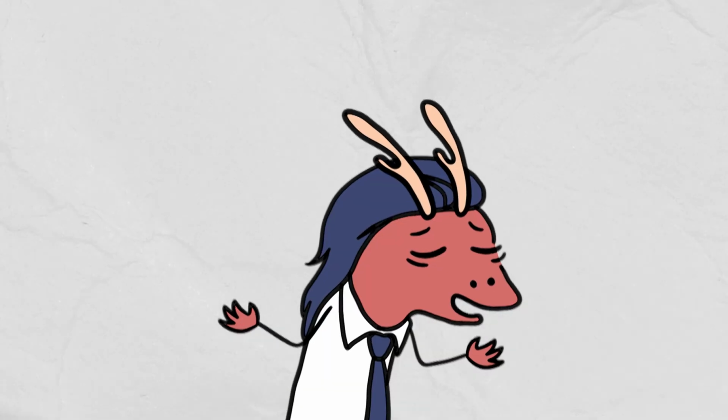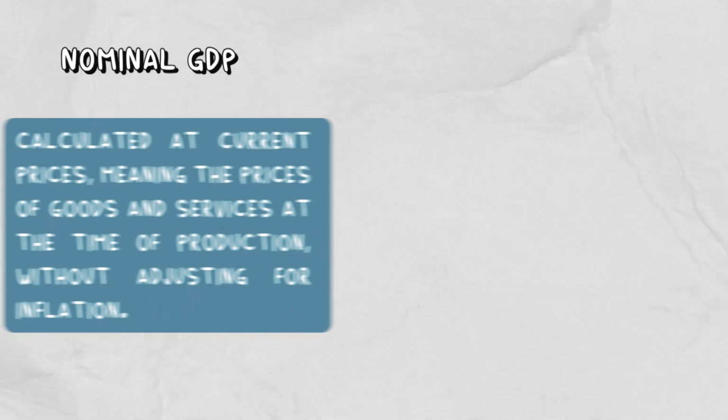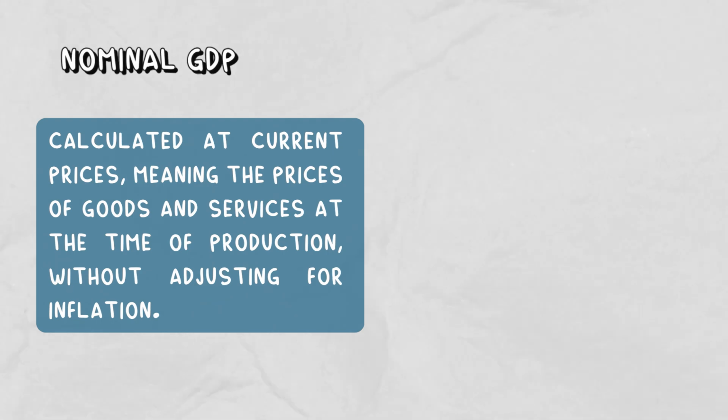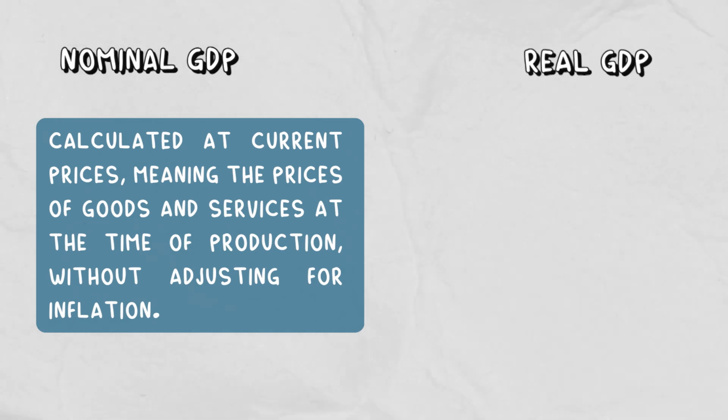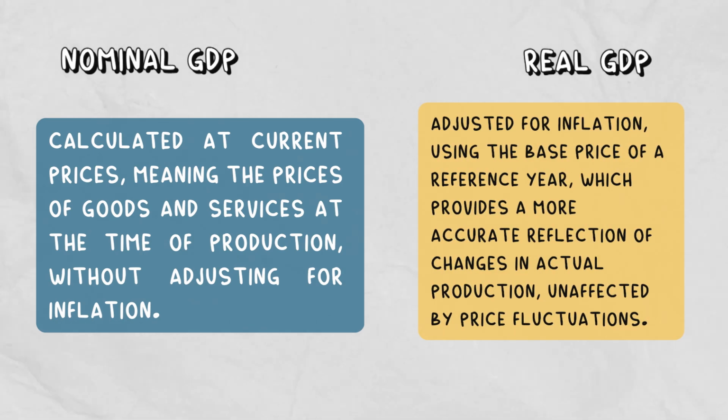GDP is divided into two types: nominal GDP, calculated at current prices, meaning the prices of goods and services at the time of production without adjusting for inflation. Real GDP, adjusted for inflation using the base price of a reference year, which provides a more accurate reflection of changes in actual production, unaffected by price fluctuations.